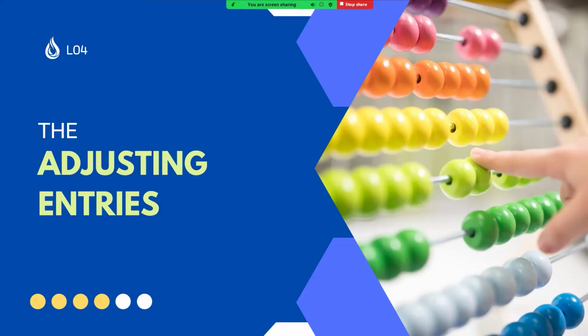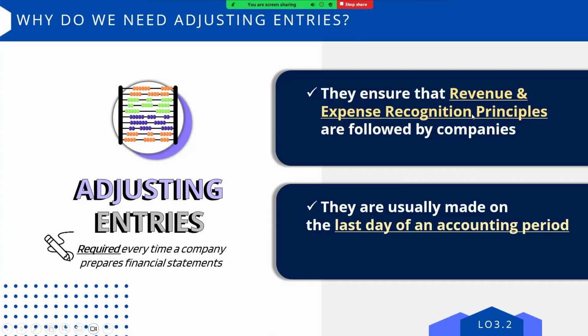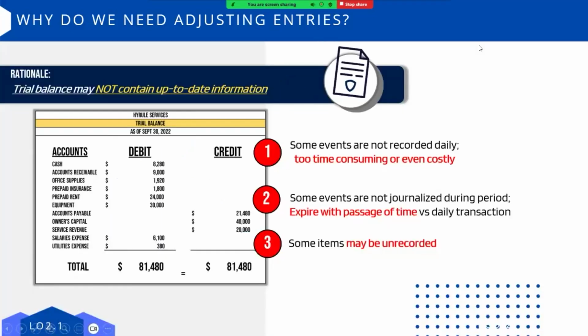The second part in terms of the recording process would be understanding two different special entries, particularly our adjusting entries and our closing entries, right? So in terms of the theory for adjusting entries, again, let's go back. Number one, adjusting entries are required. And what they do is that they ensure that revenue and expense recognition principles are followed by the company. So they're usually made on the last day of an accounting period.